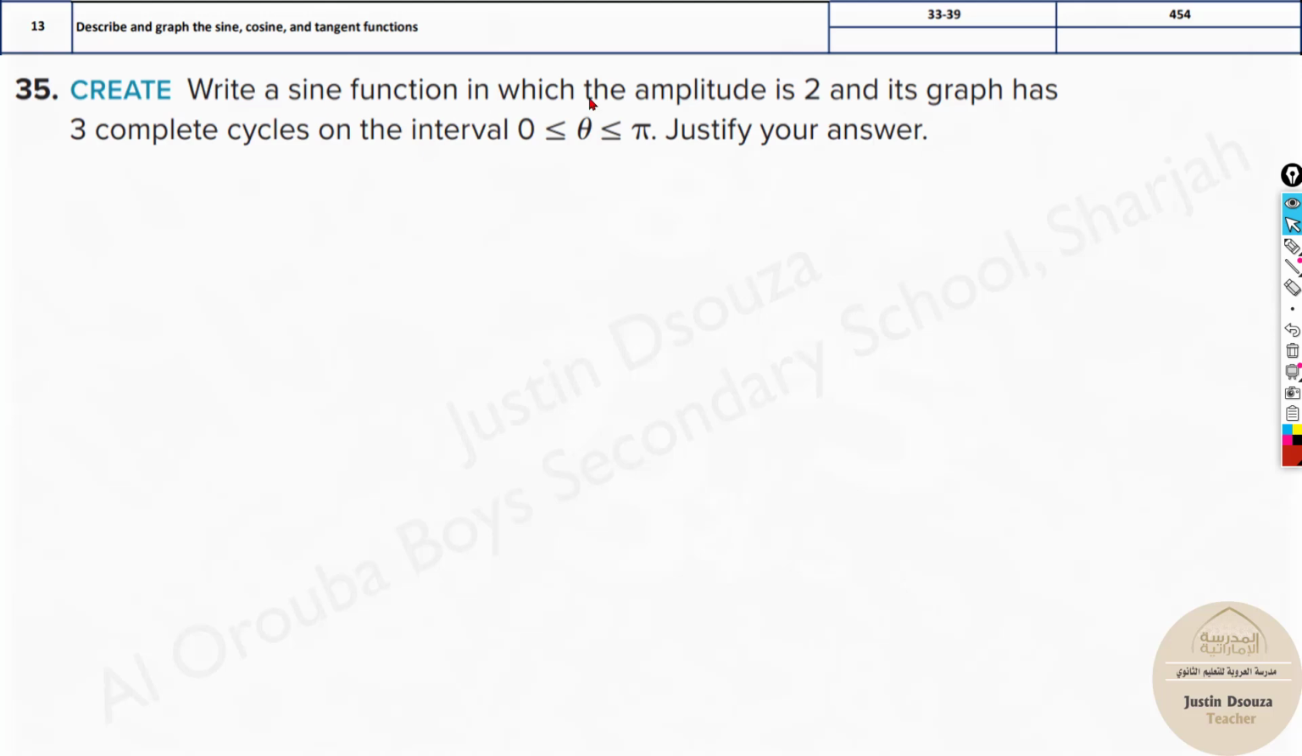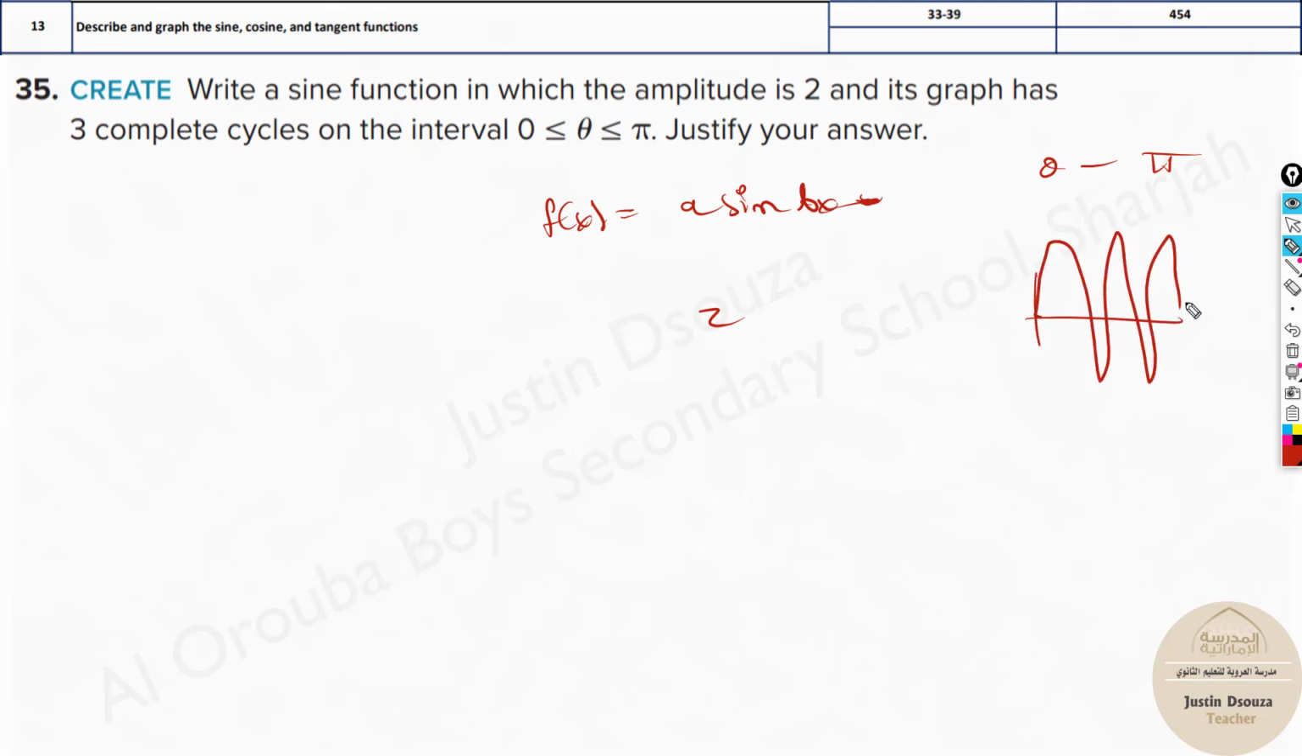And here we have: write a sine function in which the amplitude is 2 and its graph has 3 complete cycles on the interval 0 to pi, and justify your answer. So let's do the same thing. Sine function, so we know f of x will be a sine bx plus k. But over here, they have not mentioned any height or starting point, so let's just keep it this much. Amplitude is 2, has 3 complete cycles in the interval 0 to pi. Within 0 to pi, you can draw 3 complete cycles.